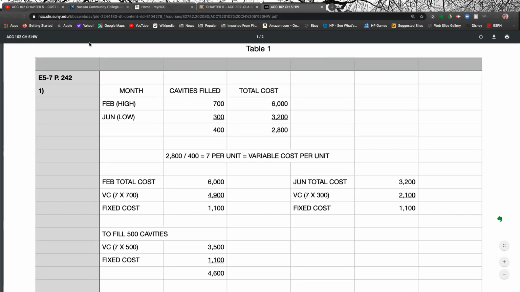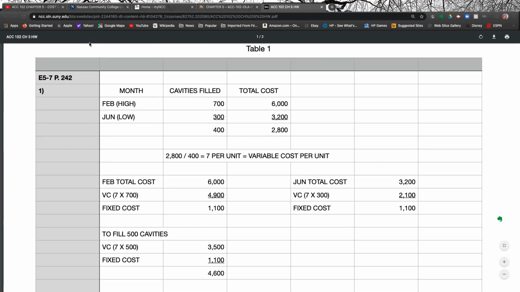Mountain Dental Services is a specialized dental practice whose only service is filling cavities. Mountain has recorded the following for the past 9 months. So you see a chart, a table, with a list for each month, the number of cavities filled, and the total cost. So requirement number 1, use the high-low method to estimate the total fixed and variable cost per cavity.